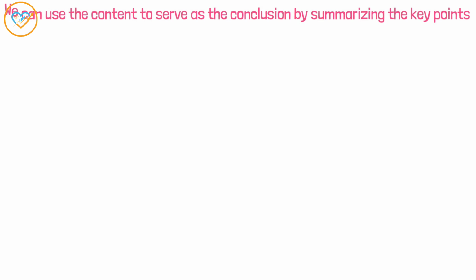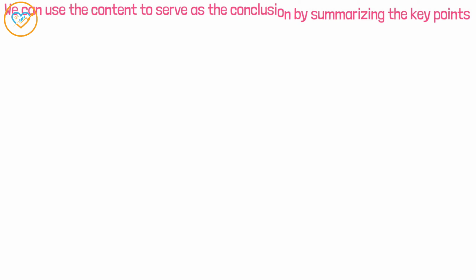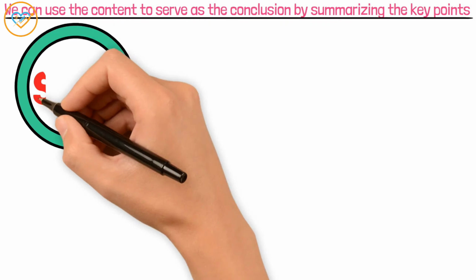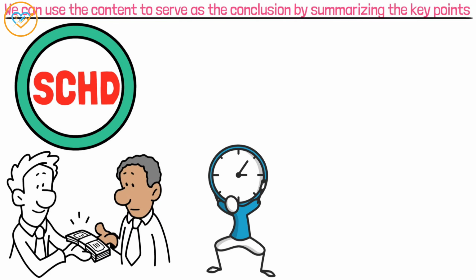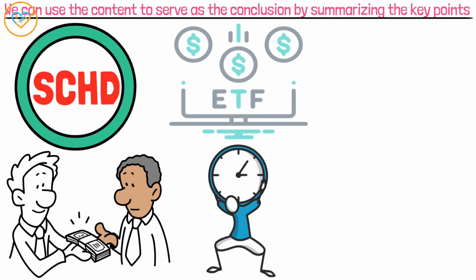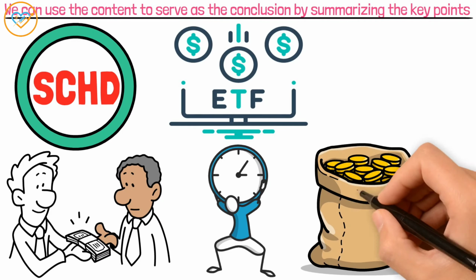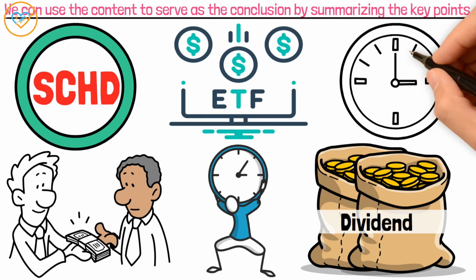Yes, we can use the content to serve as the conclusion by summarizing the key points while reiterating the strengths of SCHD as a long-term investment. To structure it as a conclusion, we should emphasize the ETF's balanced sector diversification, dividend growth, and its potential for wealth accumulation over time.